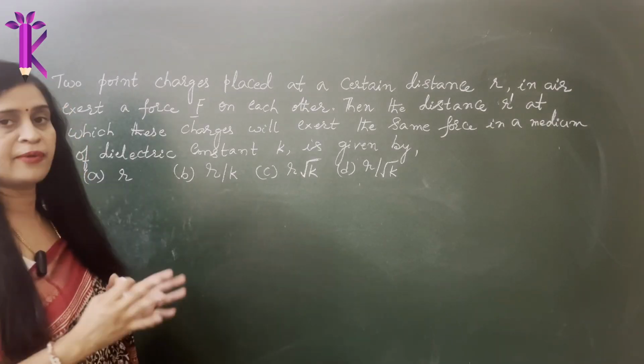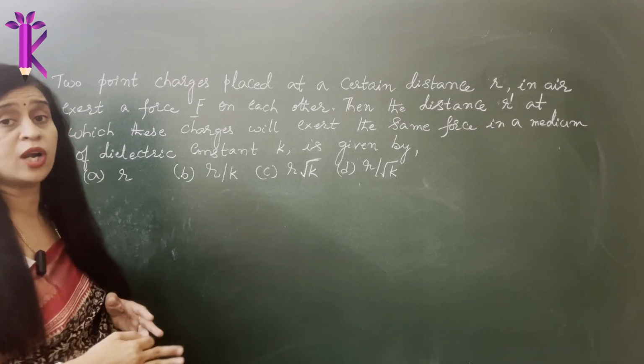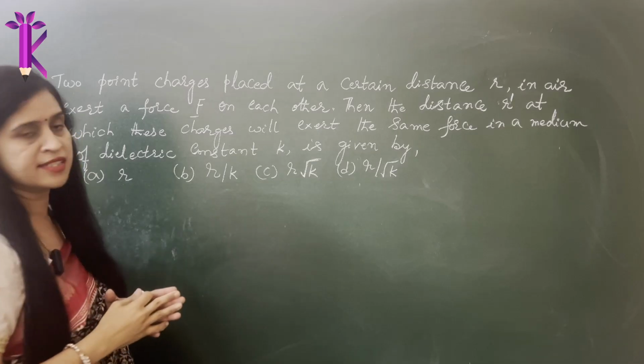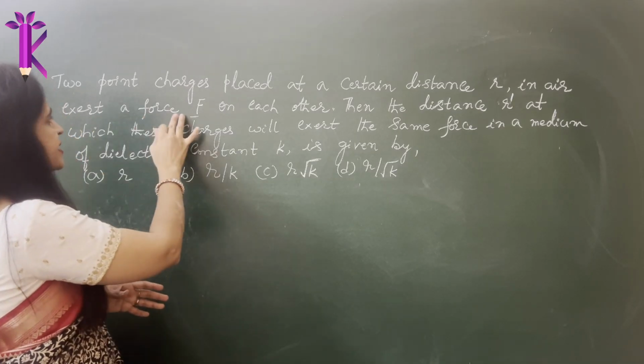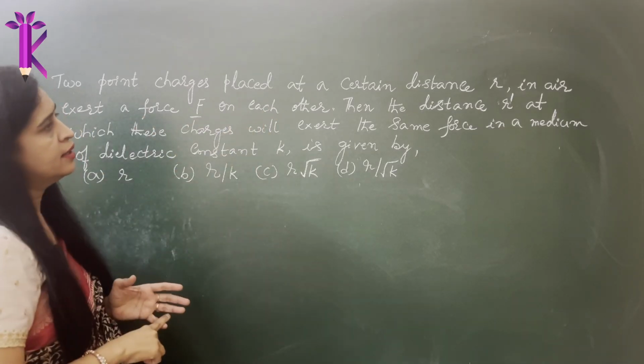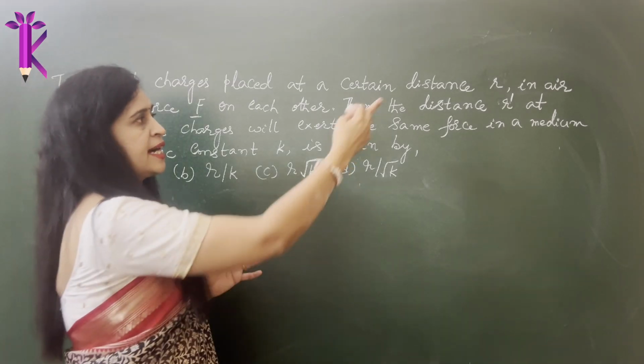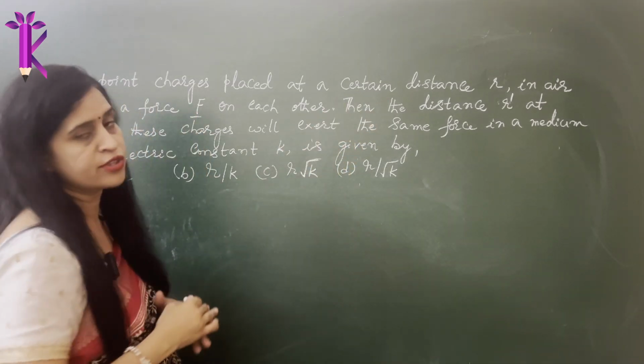So here's another very interesting numerical which can be solved in a matter of few seconds. There are 2 point charges placed at a certain distance r in air which exert a force F on each other. Okay, fair enough. It is very simple. There are 2 charges Q1 and Q2 separated by a distance r, and they are exerting a force F on each other.